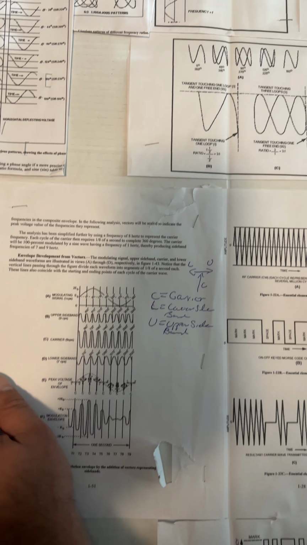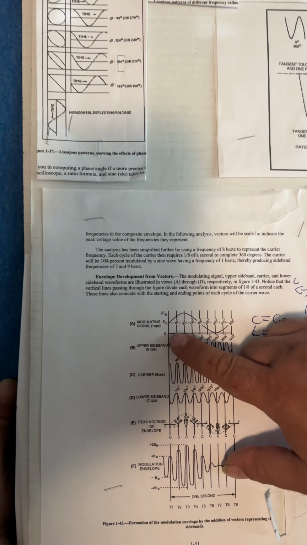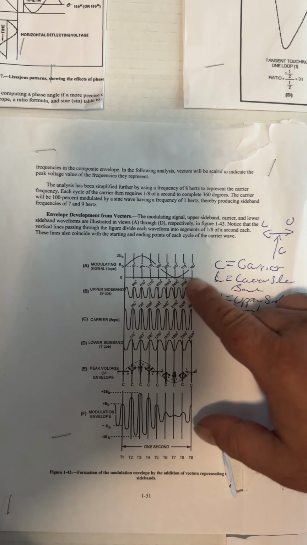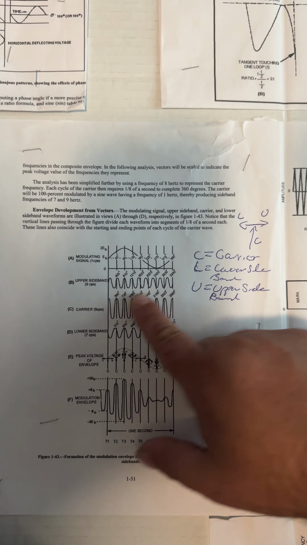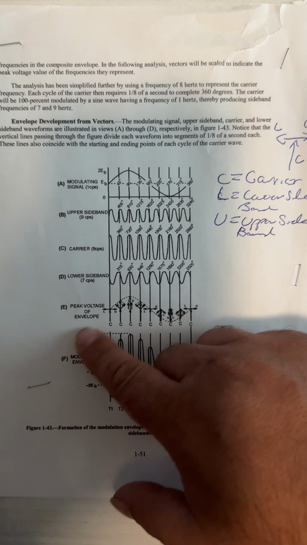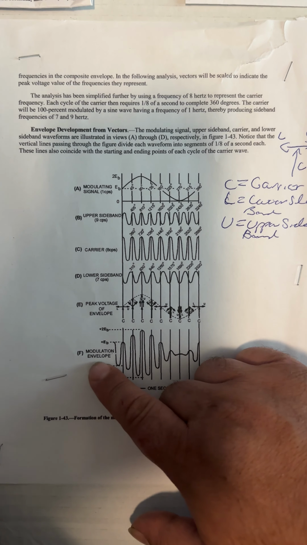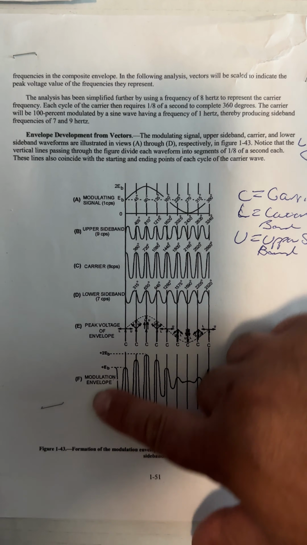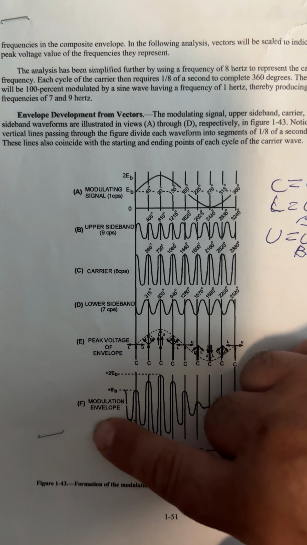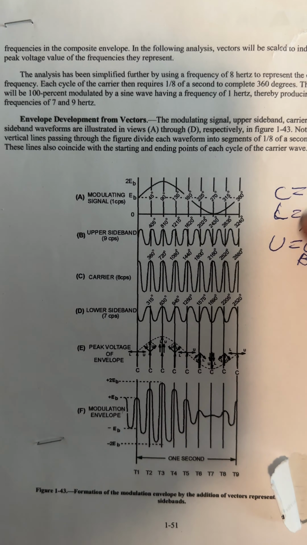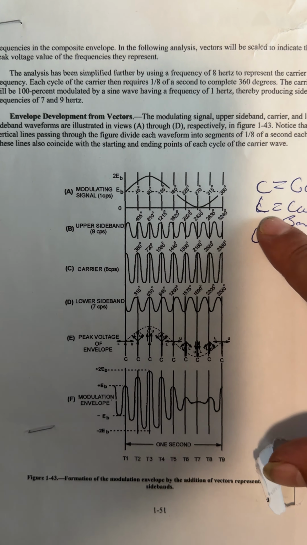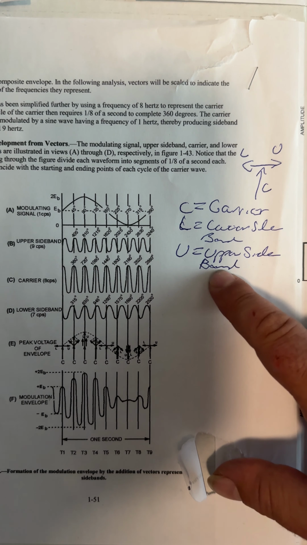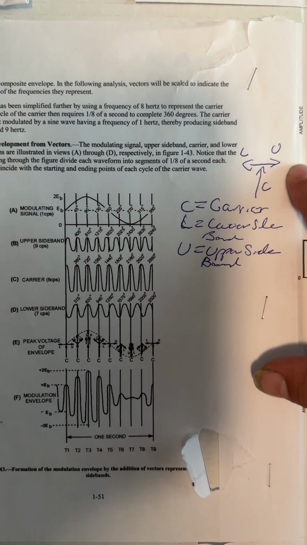So that's that. We have your modulation circuit in 360 degrees, an upper band, a carrier band, a lower band, a peak voltage envelope, and the modulation envelope, which picks up these peaks at different sine waves, just like you see on your wave when you watch your videos. So we have a carrier side band, an upper side band, lower, upper, carrier.